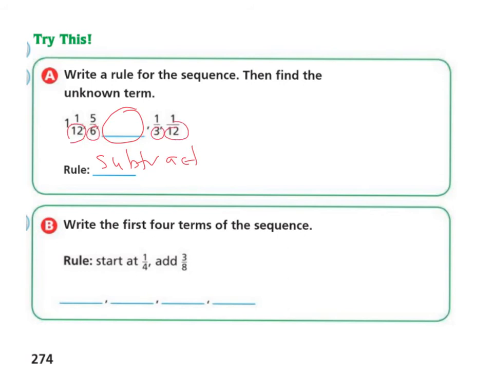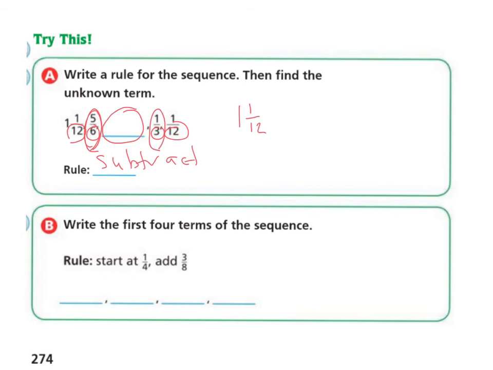Okay, and I need to make them all be the same. So 12, 6, 3, and 12. A number that they all have in common is 12. So that means I'm going to have to change this 5/6. I'm going to have to change this 1/3. So I'm going to rewrite them out. I have 1 and 1/12. Now let's change the 5/6.